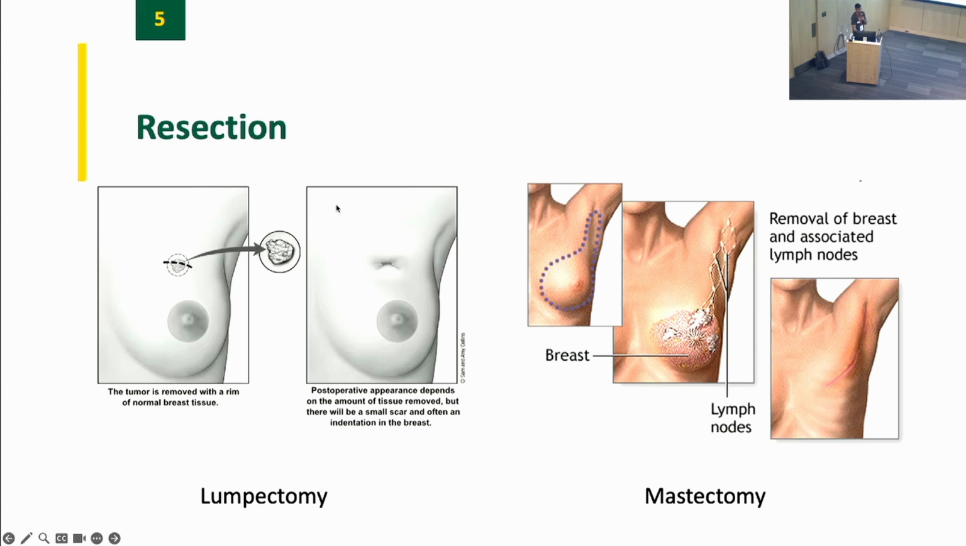So you can do a resection where you just take the lump out. This is called a lumpectomy. Or you do a mastectomy, depending on its invasivity and other features, which we don't really have time to get into. You'll remove the entire breast.